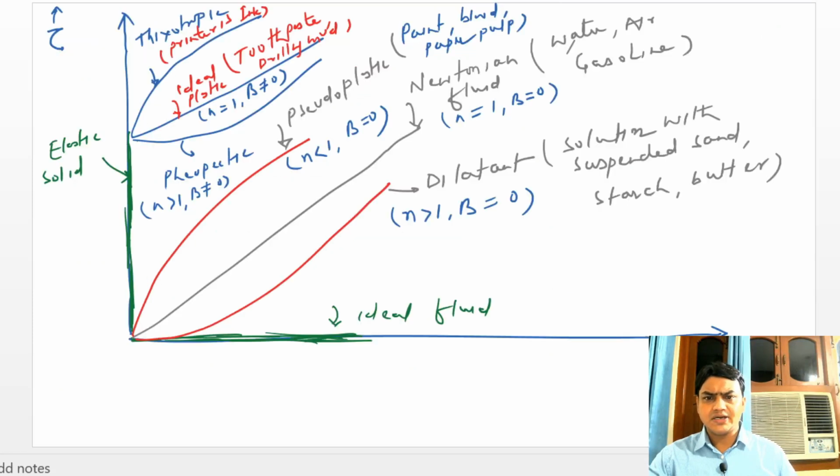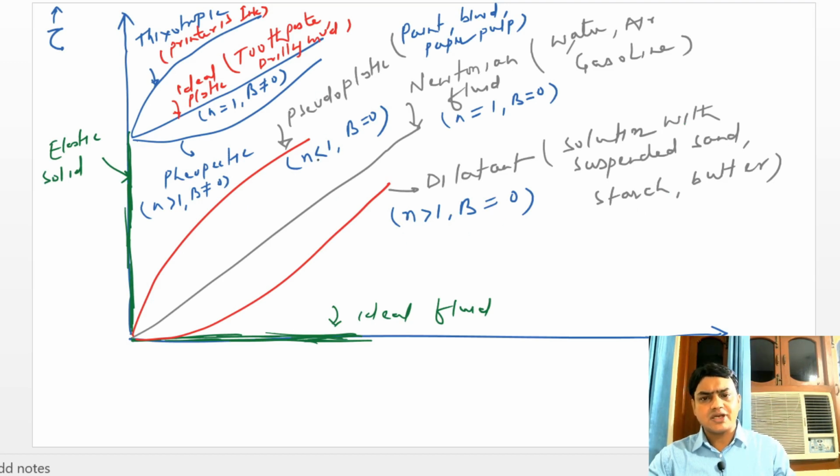Here we can see that I have written examples of different fluids. If I talk about the example of Newtonian fluid, it is water, air, gasoline, and the property I have written is n is equal to 1 and initial yield stress is 0. Similarly, the example of dilatant is solution with suspended sand, starch, and butter, and the value of exponent n is greater than 1 and b is equal to 0.